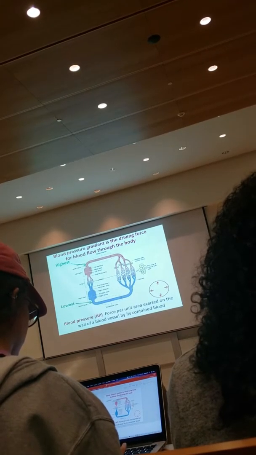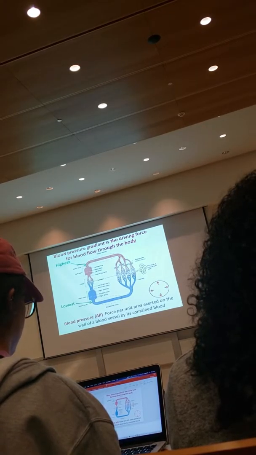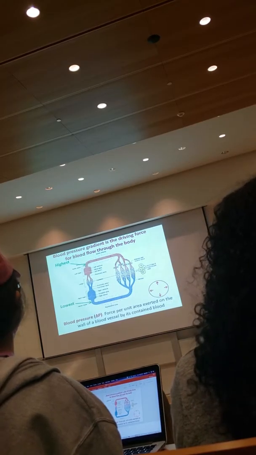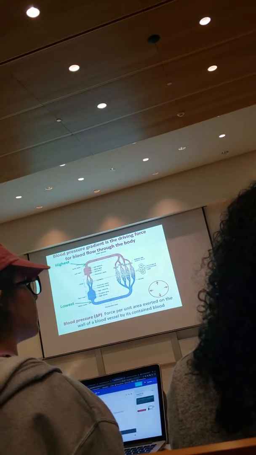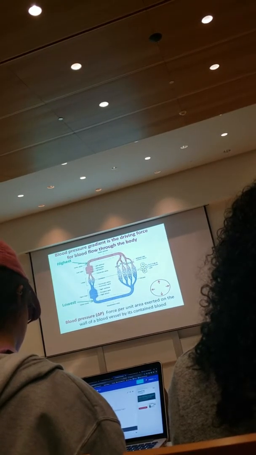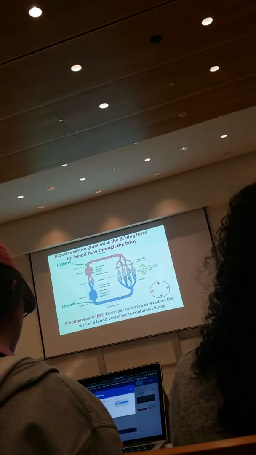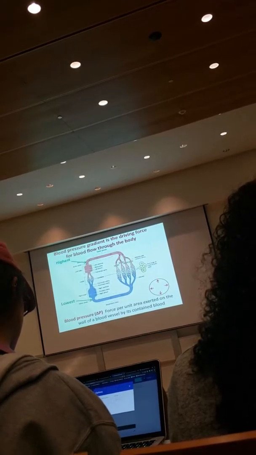Now, this is true for any point A to point B, but here we talk about the entire systemic circulation. We're talking from highest to zero. So whenever we talk about the highest pressure, we give a number, we don't need to do this minus zero, right? We just call it the number of the highest, just because we have zero at the end. That's the driving force for systemic circulation.